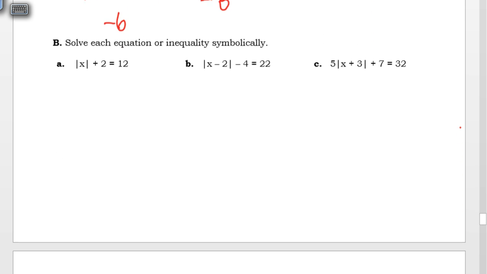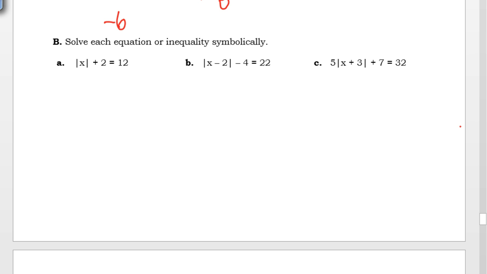Okay, letter B. Solve each equation or inequality. I guess they're all equations. I should probably fix that. We're going to solve these the way we normally solve. We're going to undo this plus 2 by doing a minus 2 on both sides of the equation. And 2 minus 2 is gone. 12 minus 2 is 10.